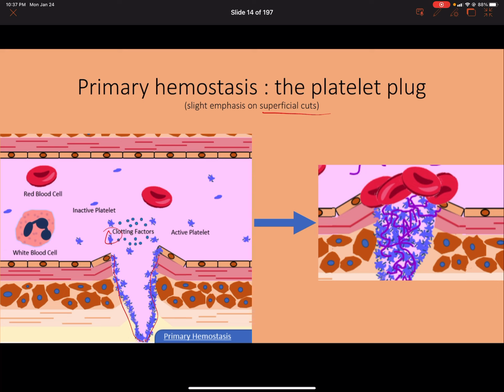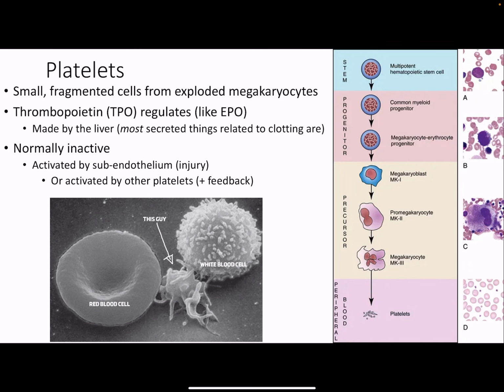basically seal off the area, and they'll accumulate, and then we can even see this purple stuff in here that's layered on top is the fibrin mesh, the secondary hemostasis. So how does all of this work?